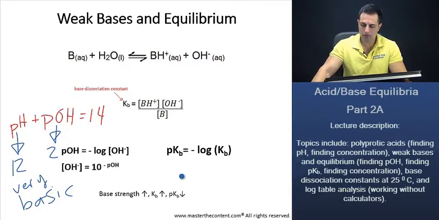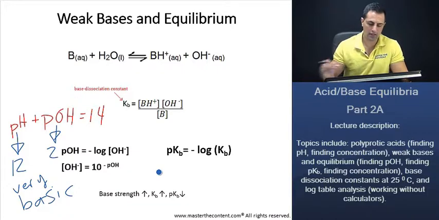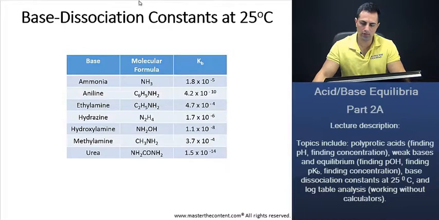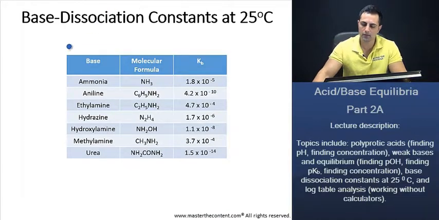Okay, wonderful. So let's go ahead and do an example of this, and we'll do that on the next slide. Okay, before we do that, let's take a look here at base dissociation constants at 25 degrees Celsius. So here is an example of a few base dissociation constants for you to take a look at: the base, the molecular formula, and the base dissociation constant. We'll be using a few of them throughout the acid and base lectures, so we put a slide together for you. The first one we'll use is ammonia, and we'll take a look at that on the next slide.